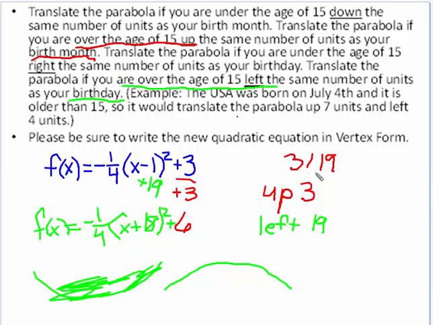Just wanted to make sure you understood what it was asking. Again, if you're less than 15, you're going down your birth month and right your birthday. Whereas if you're over 15, you're going up your birth month and left your birthday. So just keep that in mind. If you're going, let's say, right 19, you would actually subtract 19 here, because remember, you're doing the opposite when you're doing it on the inside.